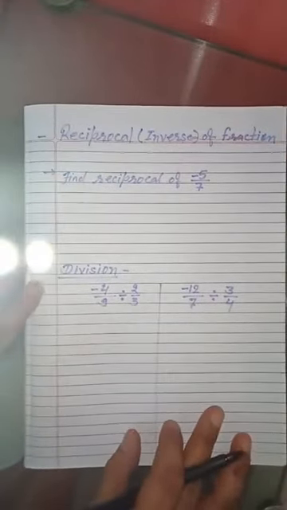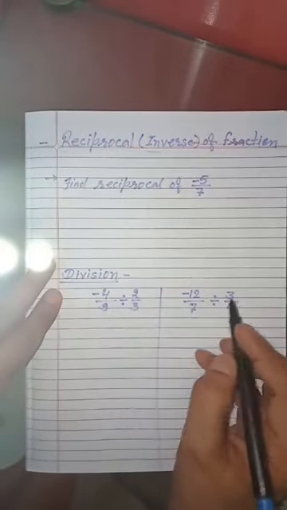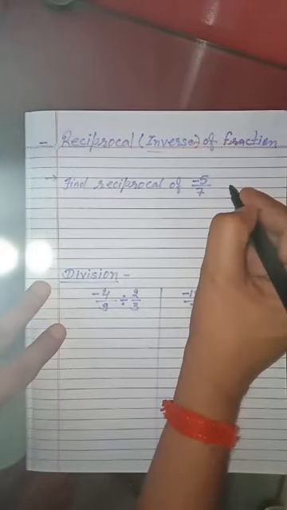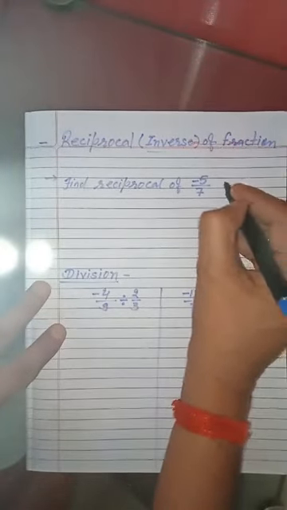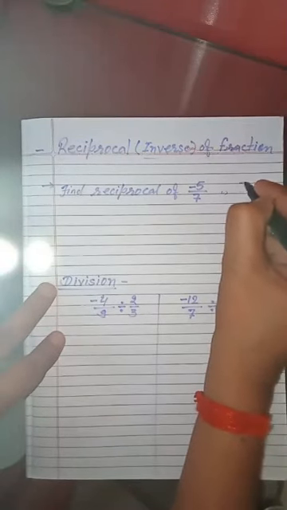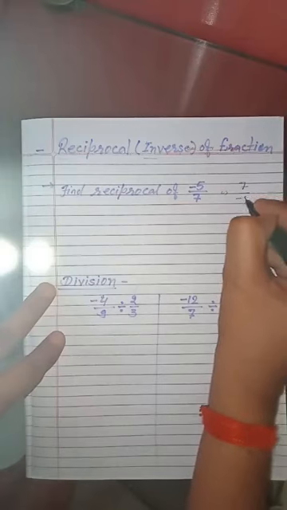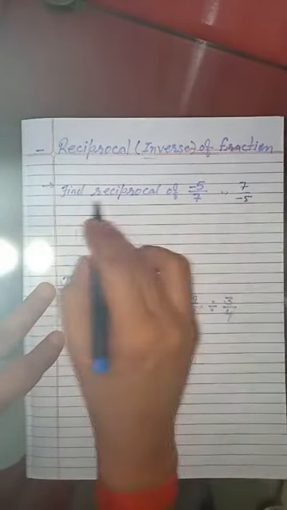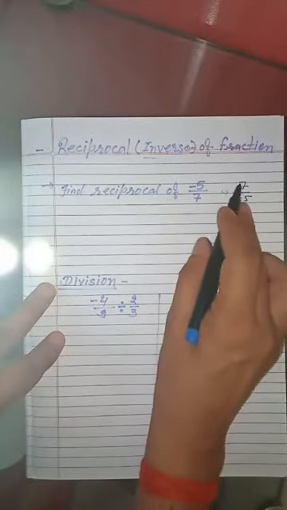One more thing, you will see the word reciprocal. Reciprocal in the sense we can also say inverse. So what is the reciprocal or inverse? The reciprocal of any number is just the opposite number. That means the number is 7 upon minus 5. Is it clear? The reciprocal of minus 5 upon 7 is 7 upon minus 5.